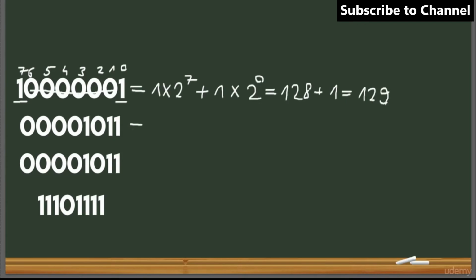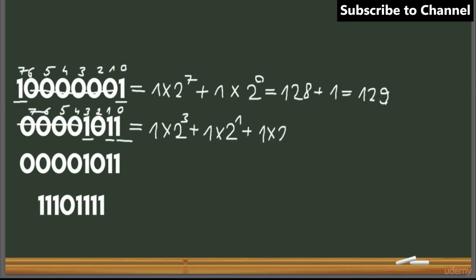Let's move on to the next byte. Same procedure. We have all the zeros that we should ignore. Then we have a 1, 1 times 2 to the power of 3, plus another 0, then another 1, 1 times 2 to the power of 1, plus another 1, 1 times 2 to the power of 0. 2 to the power of 3 equals 8, 2 to the power of 1 equals 2, and 2 to the power of 0 equals 1. The result is 11. Then we have the same number as before, so we're just gonna copy the result.